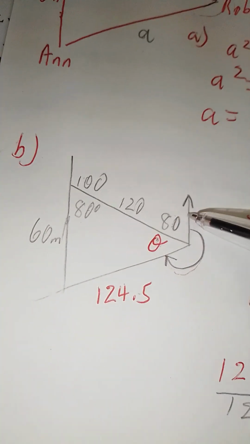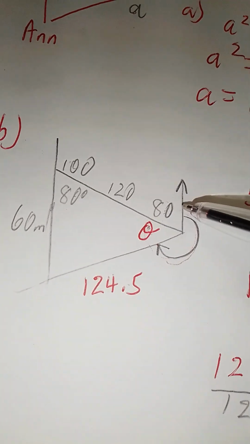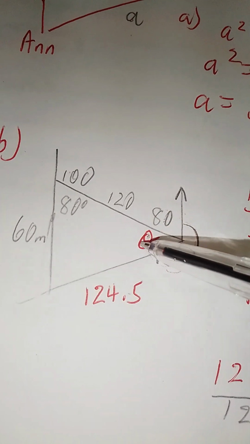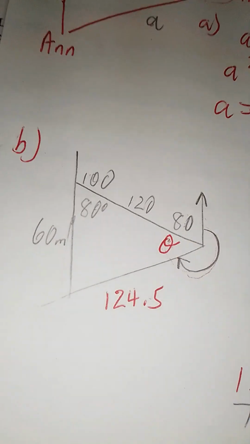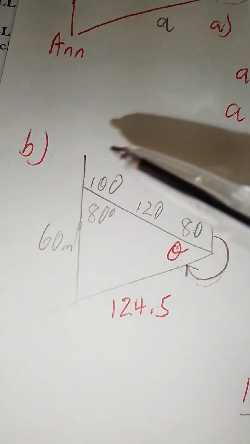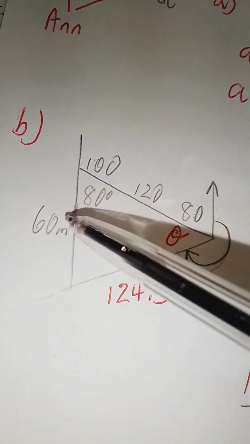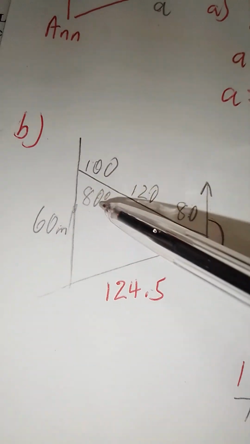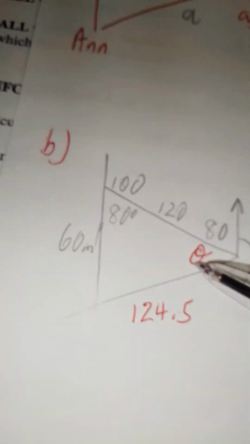So now I know this whole thing adds up to 360, one revolution. Now I've got to find out what this angle is here. Add these two together and subtract it from 360. What do I know? This side is 60. This side is 120. This angle is 80. And this angle here is the unknown angle theta.